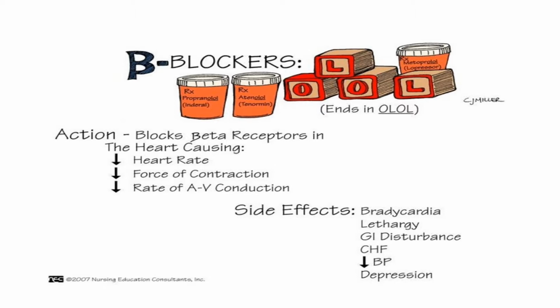Once our beta blockers block our heart, it will cause decreased heart rate, decreased force of contraction, and decreased rate of our AV conduction. But there are also pronounced side effects associated with beta blocker use. These are bradycardia, lethargy, GI disturbances, CHF or congestive heart failure, sudden decrease of blood pressure, and depression.